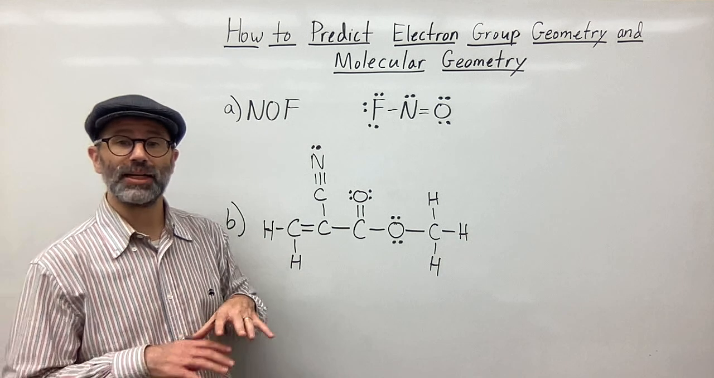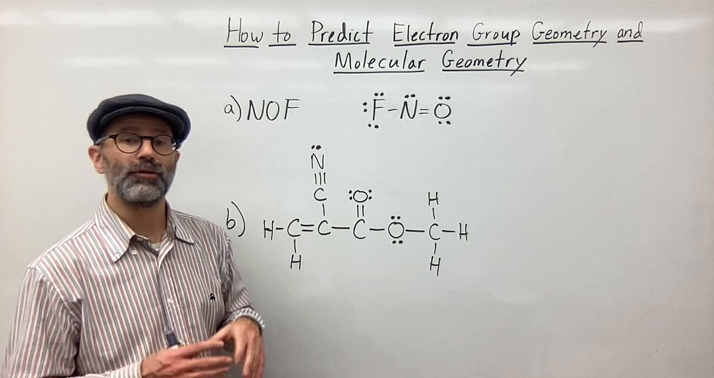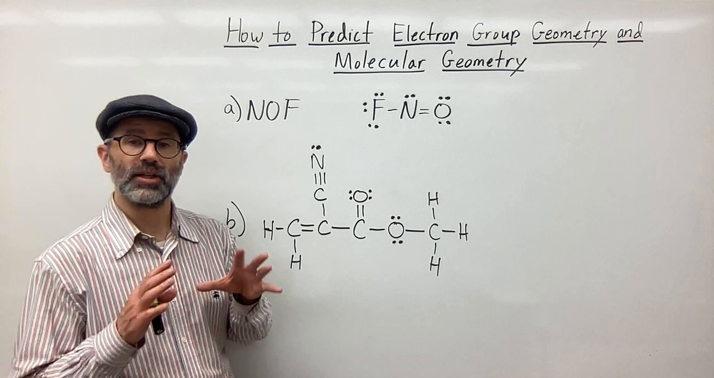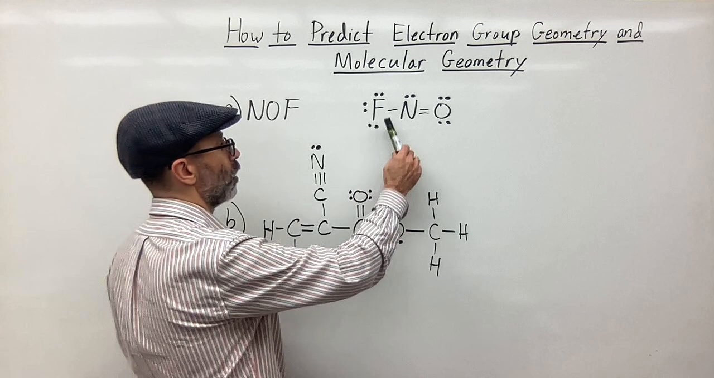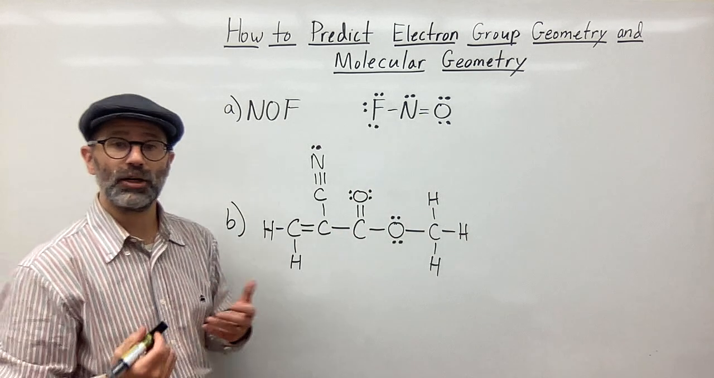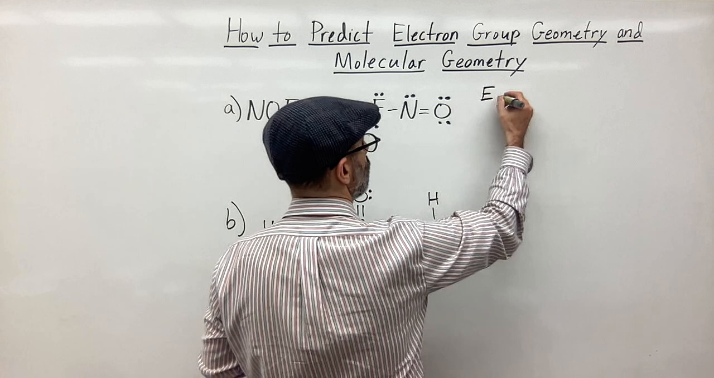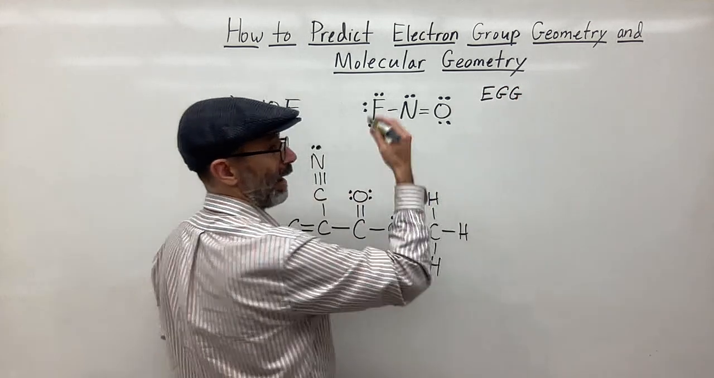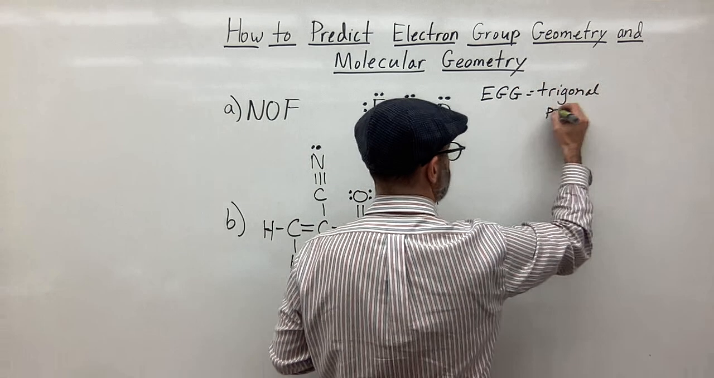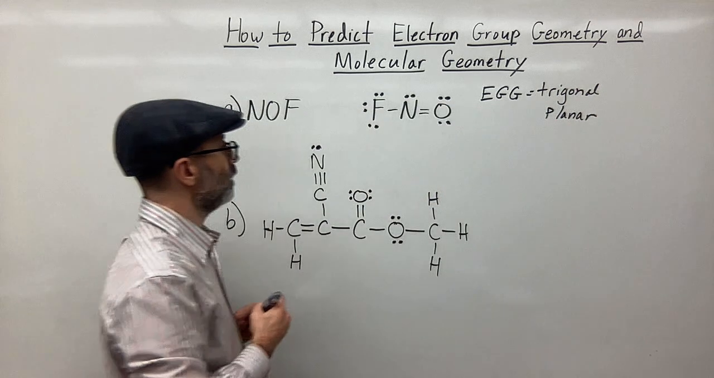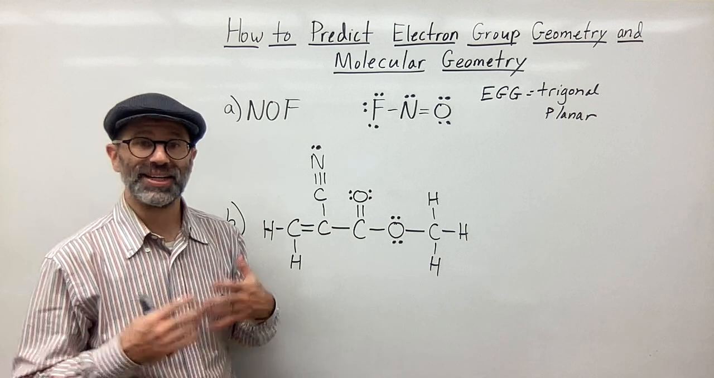Once you know how many electron groups total you have, you look on your table to see what electron group geometry you have if you have a total of three electron groups, because your electron group geometry is based on the total number of electron groups. If you look at your table for three electron groups, that will tell you you have a trigonal planar electron group geometry. So the EGG, the electron group geometry, is going to be trigonal planar.